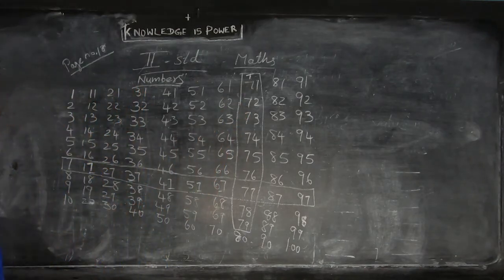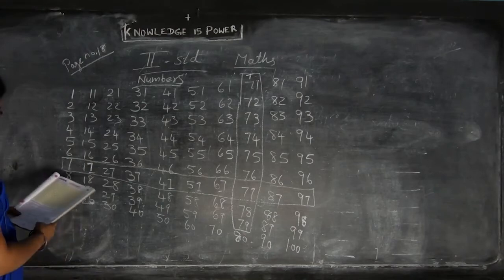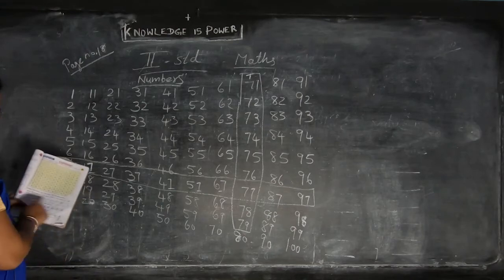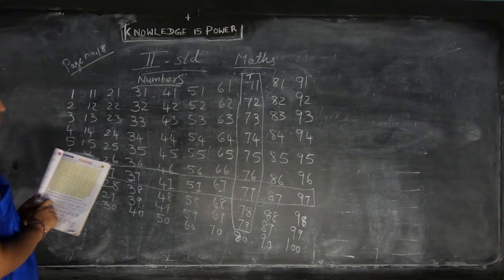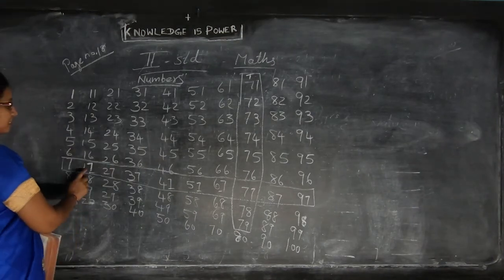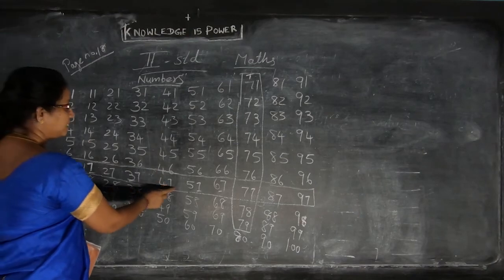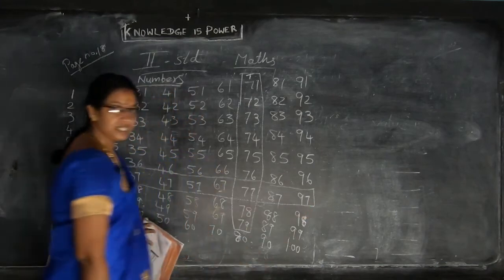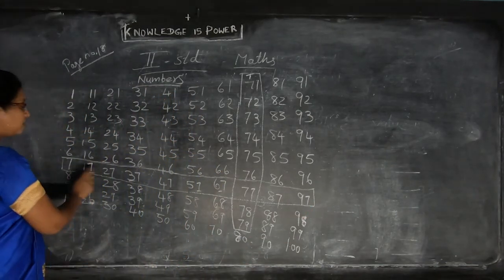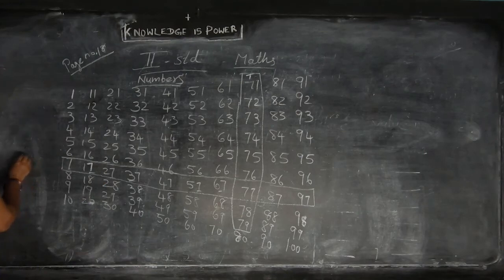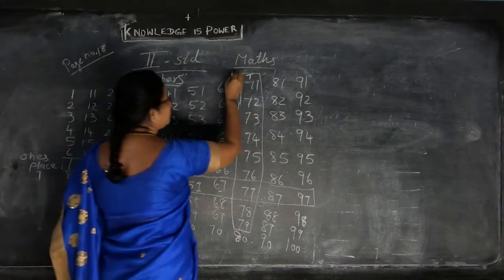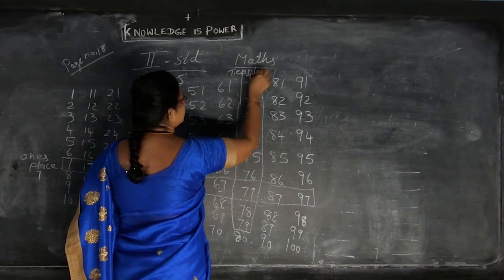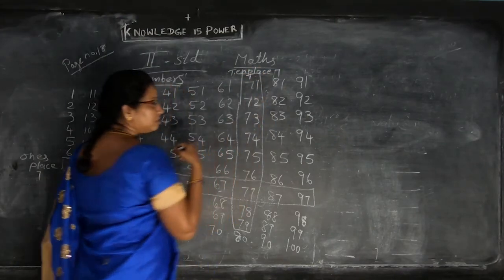You should write in the page number 19, one box is there. You should write in that box 7, 17, 27, 37, 47, 57, 67, 77, 87, 97. Okay? This is ones place. 7 is there. Here tens place, 7 is there. Okay?